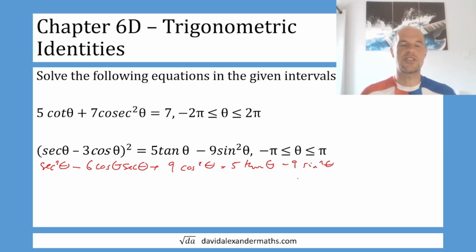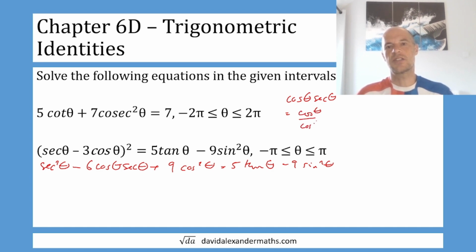Now this one seems a bit impossible because we've just got too many different bits of trig going on, but there's a couple of things that are worth looking at. First of all, cos theta sec theta. Sec theta is 1 over cos theta, so cos theta sec theta is cos theta over cos theta, in other words just 1. So the cos theta sec theta just cancel each other out, so that's just minus 6.